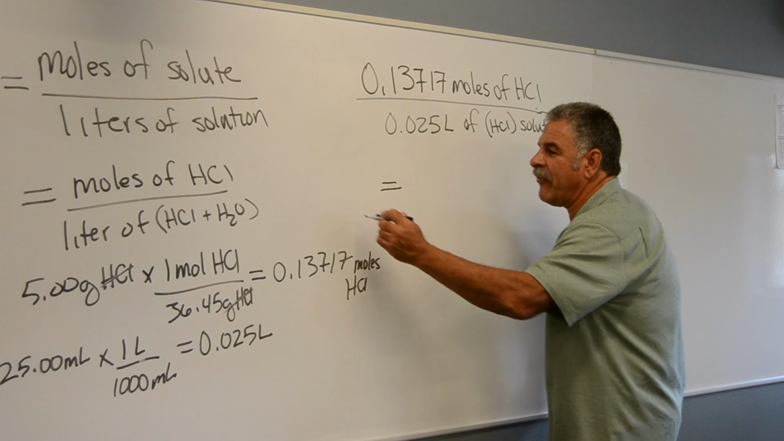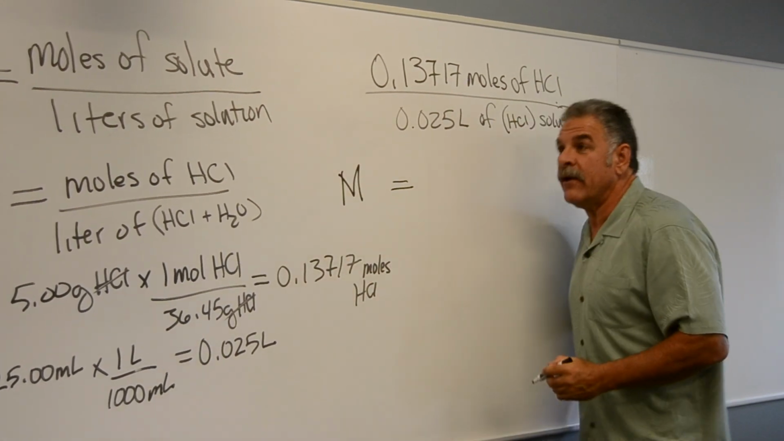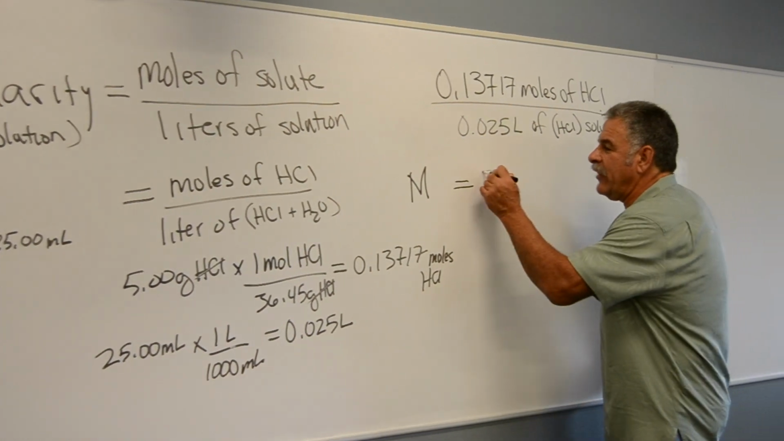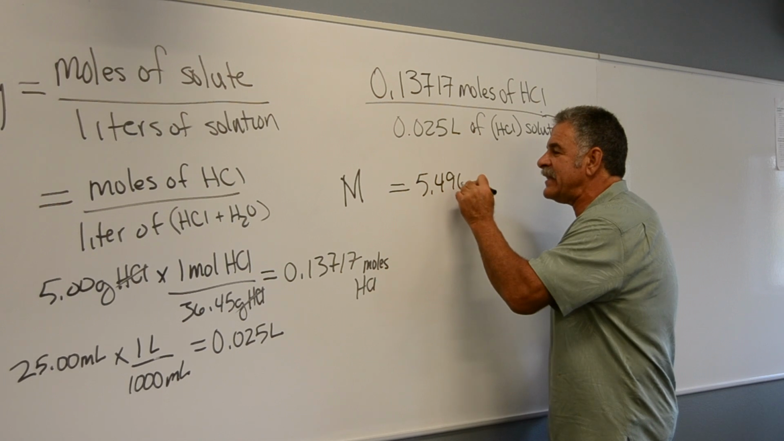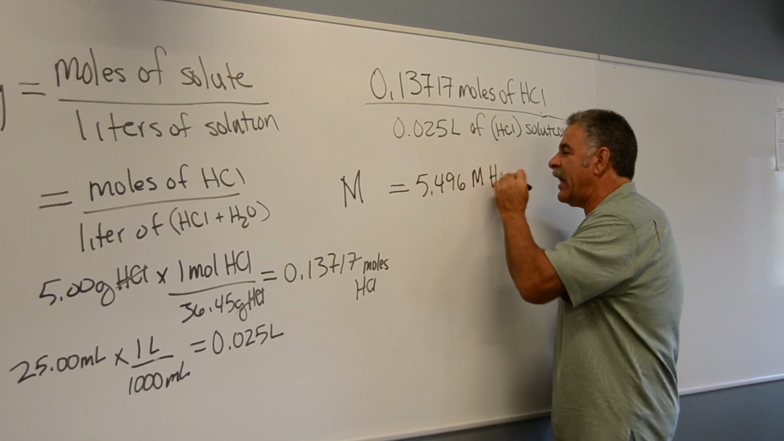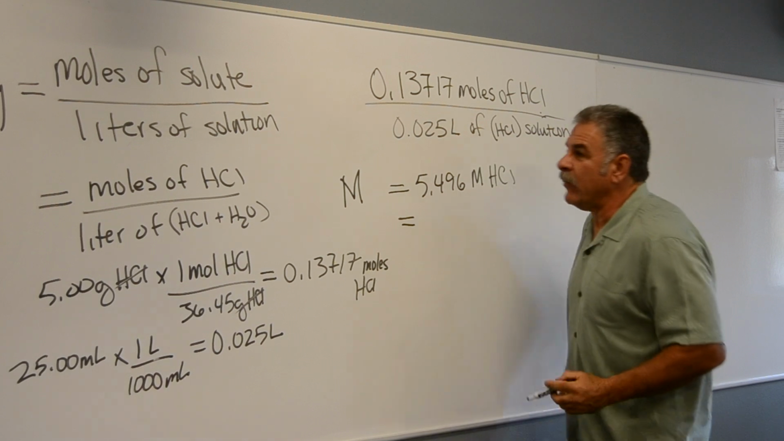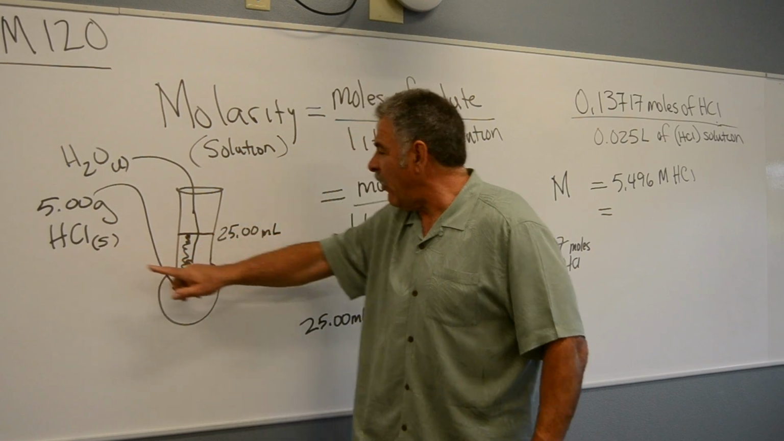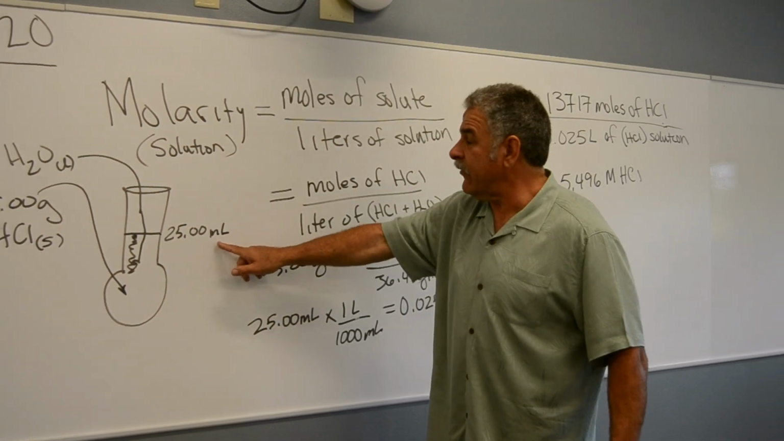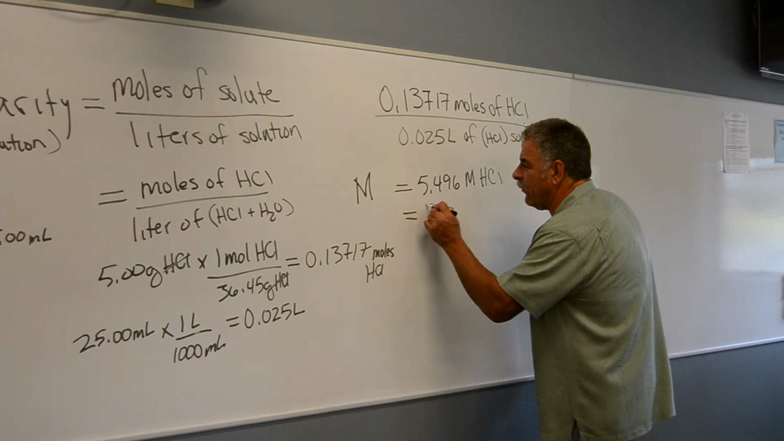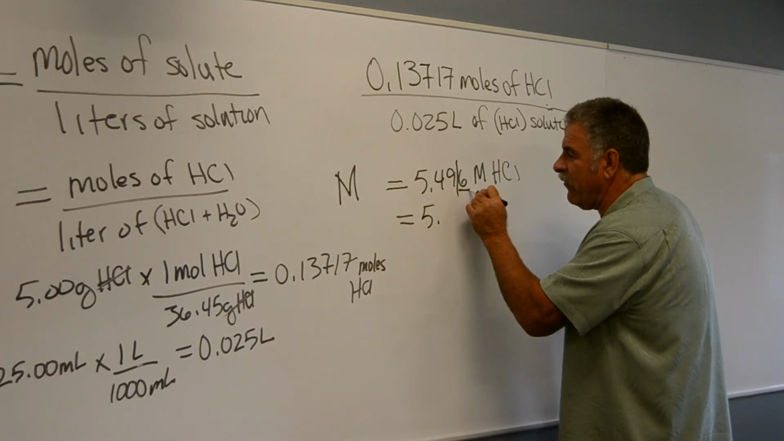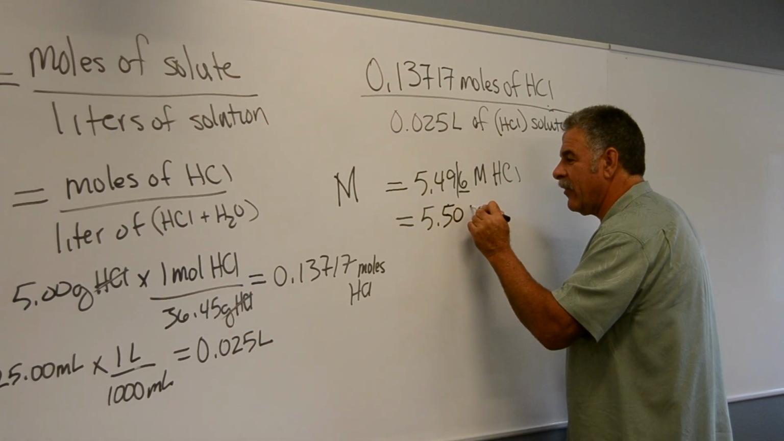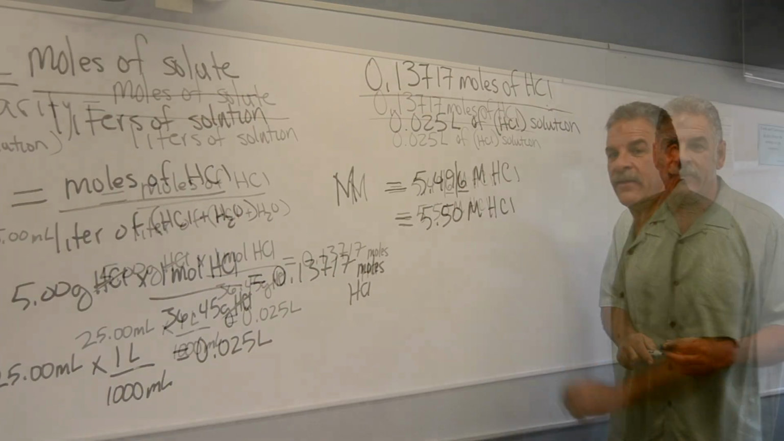All that's left is to do the math for capital M molarity. Remember, moles of solute, liters of solution, is to do the math, and you get 5.496 molar HCl. But we have to remember our significant figures. We have 3 for the HCl, 4 for the volumetric flask. So we can only use 3. So we do the rounding here, and since it's more than 5, we round up, and we get 5.50 molar HCl. Thanks for your time.